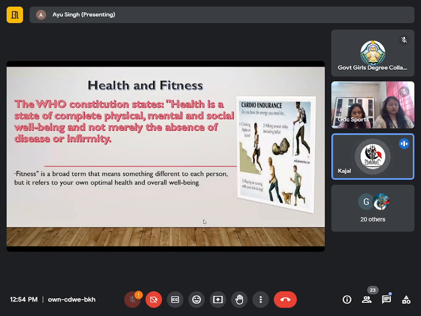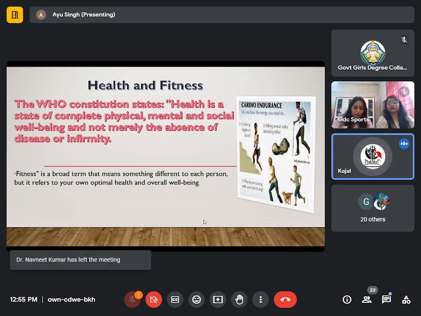What is health and what is fitness? According to WHO, health is a state of complete physical, mental, and social well being, and not merely the absence of disease. What is fitness? Fitness is a broad term that means something different to each person, but it refers to your own optimal health and overall well being.